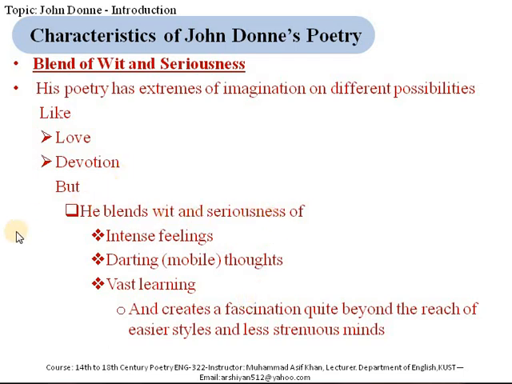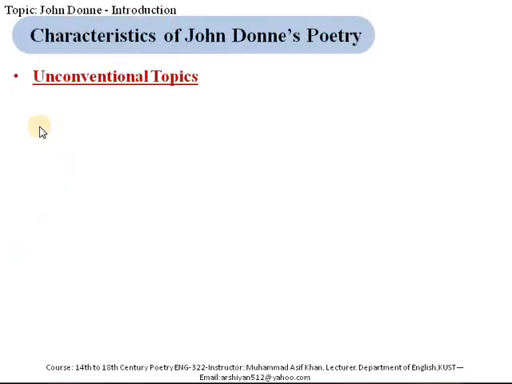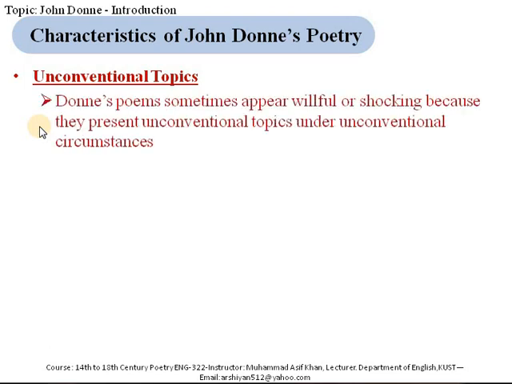Another aspect of John Donne's poetry is that it covers unconventional topics. As I told you, his poetry has a very wide range, and he wrote in different styles. Here we also see that John Donne's poems sometimes appear very shocking because they represent very unconventional topics, and he represented these unconventional topics under very unconventional circumstances. So that is the uniqueness of John Donne, that he comes with unconventional topics.